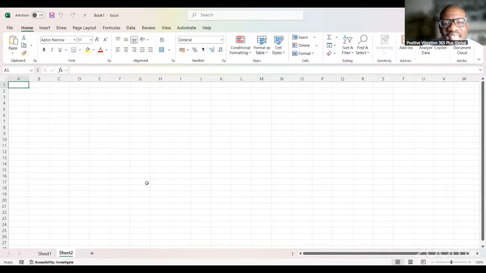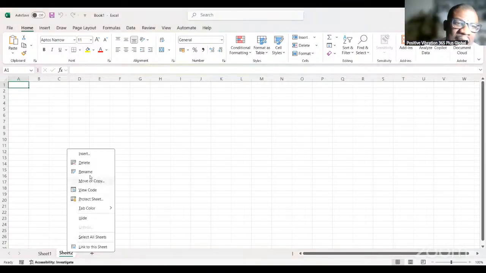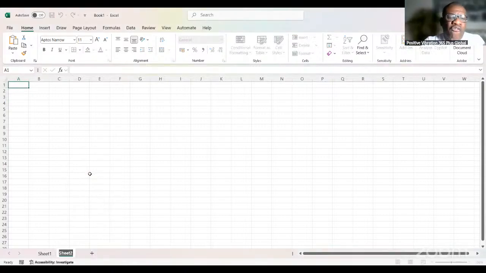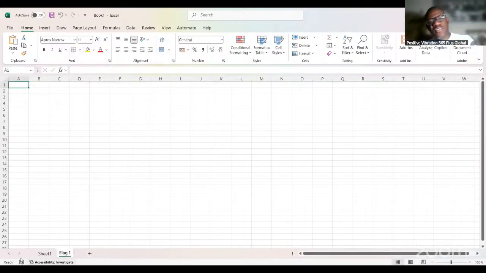So this is called a workbook. One single one is called a worksheet. That's why we have sheet number down here. In subsequent exams, in your SBA, you're going to be asked to rename. So I want you to rename your sheet down here. We'll call it flag one. All right. Flag one. See?